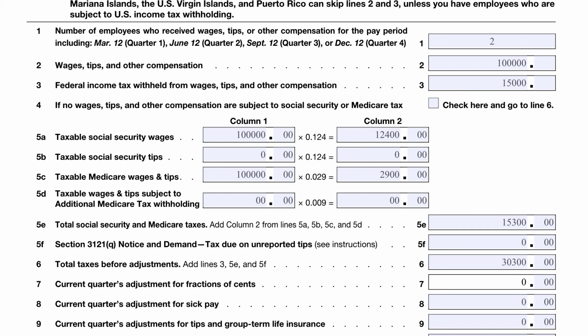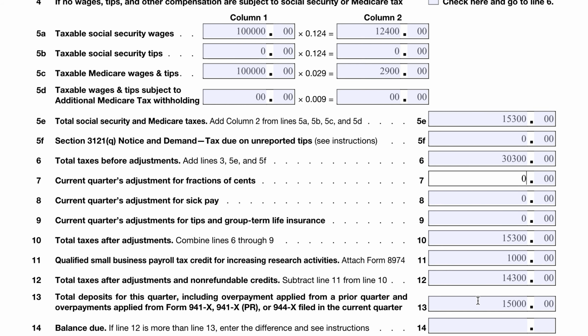So if that's applicable, then you would enter any adjustment here, any adjustments for sick pay, and then any adjustments for tips and group term life insurance. In this case, we do not have any, but if this is something that you think may be applicable to you, check out the article and we address it in each of those lines. In line 10, we're going to combine the total taxes after adjustments.